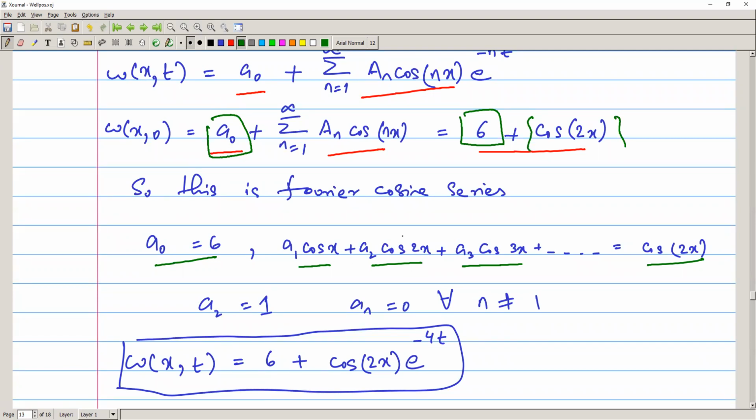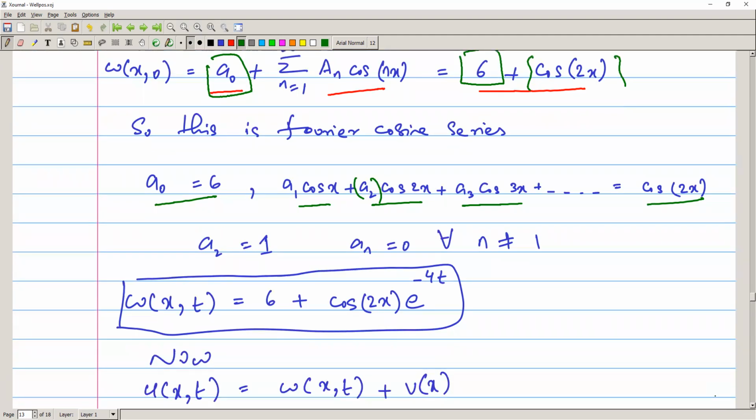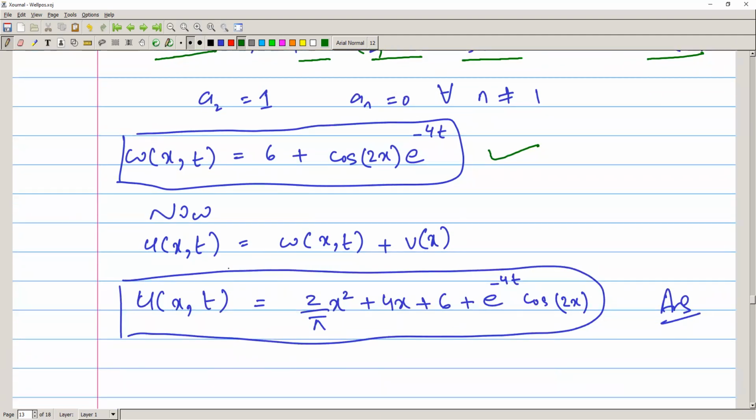So from here we can see that we will only get the coefficient of a2, all other will be 0. That is not equal to 1, right? Therefore the solution will be w of x comma t is equal to 6 plus cosine 2x e to the power negative 4t. Then u of x comma t will be equal to the sum of the two solutions, that is steady state and transient state. Therefore this will be the solution for the given heat equation, right?